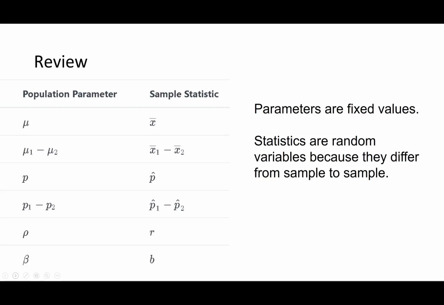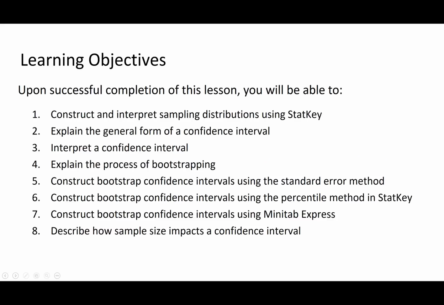Statisticians use what they know about how these statistics vary between samples to construct a confidence interval to estimate the population parameter. And that's what we're going to be doing this week. These are the learning objectives that we'll cover in this lesson.